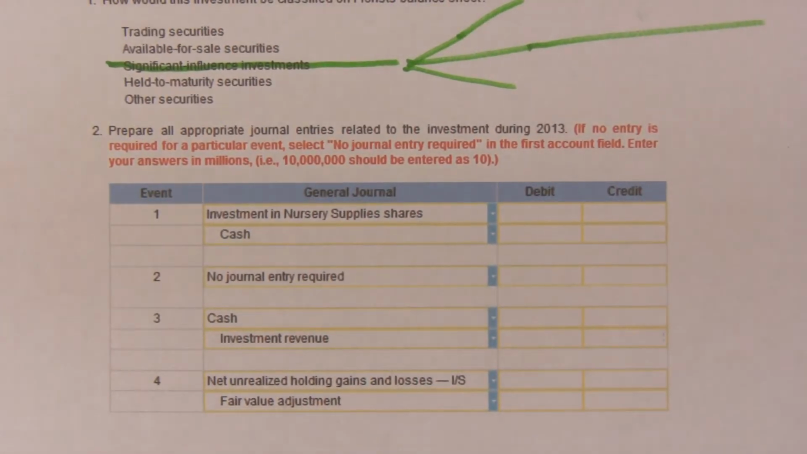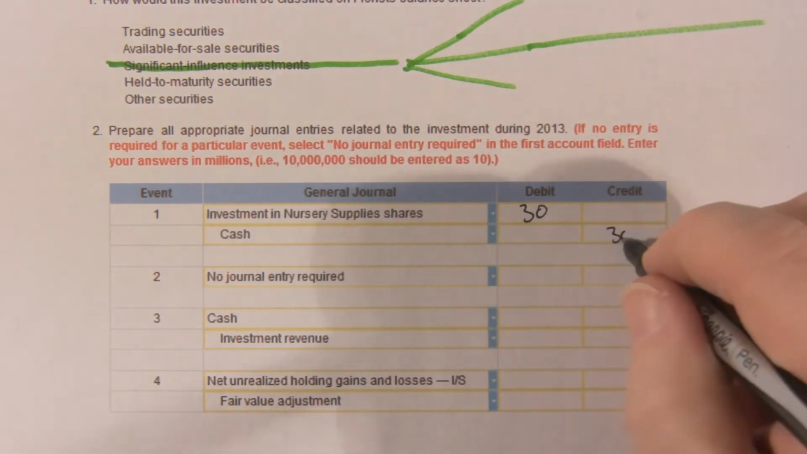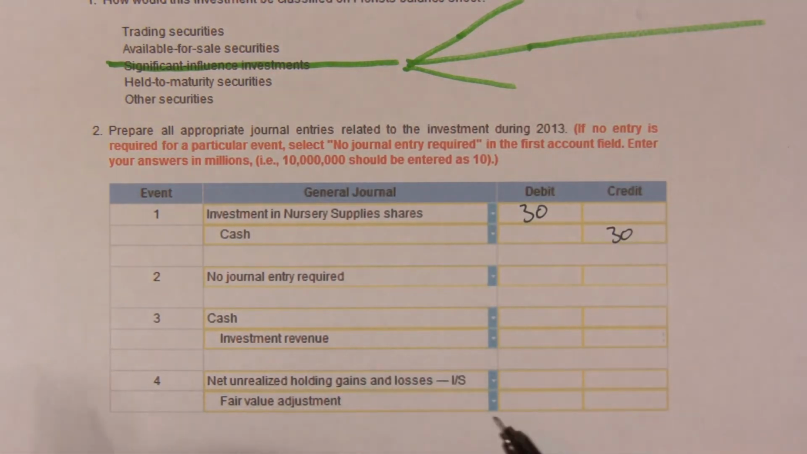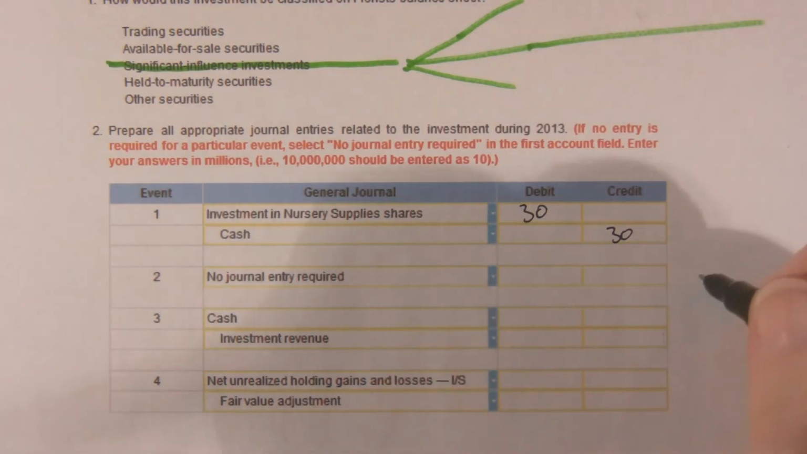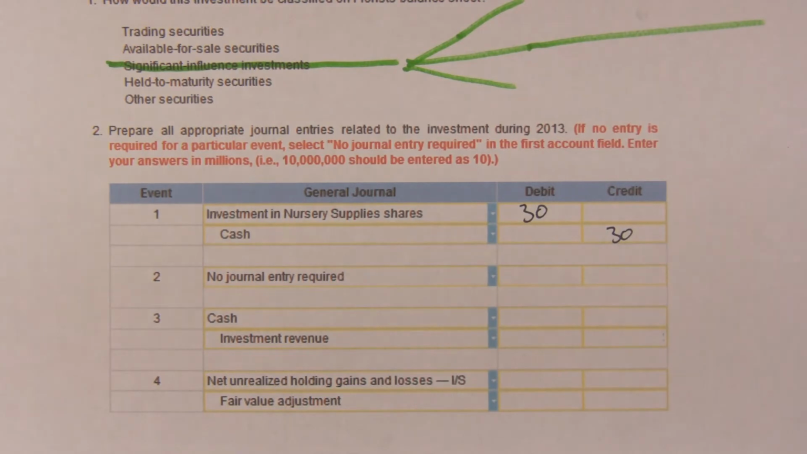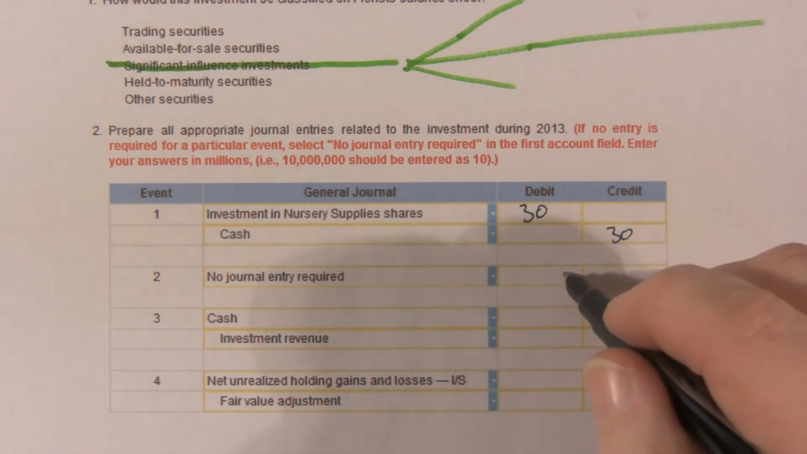So let's see, what did they buy? They bought 20%, 8 million shares for $30 million. So their investment is $30 million. So the investment in the nursery supplies is $30 million, and it cost them $30 million in cash. Because they're doing the fair value method, we're not going to recognize the income. Okay? The cash, so there's none here.